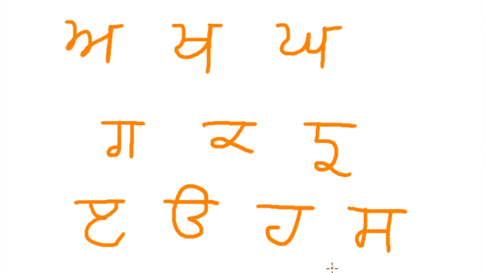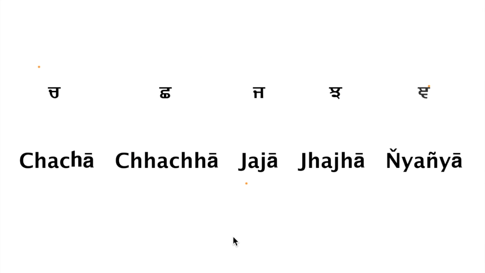So, yeah. In the next video, we'll be looking at the 3rd line of the Gurmukhi alphabet, also known as the palatal letters. Palatal letters meaning letters which originate from the roof of your mouth. So this is the 3rd line we'll be looking at in the next video.